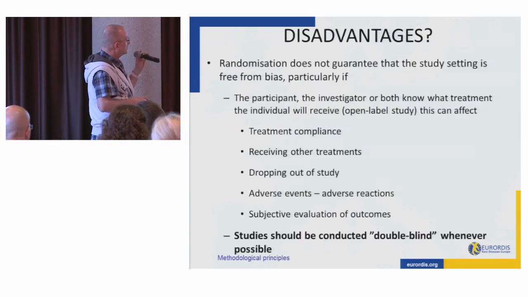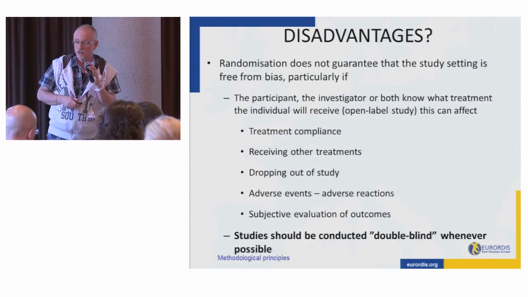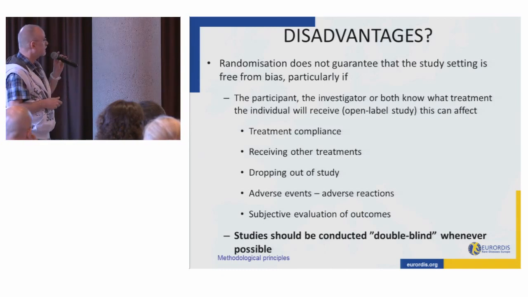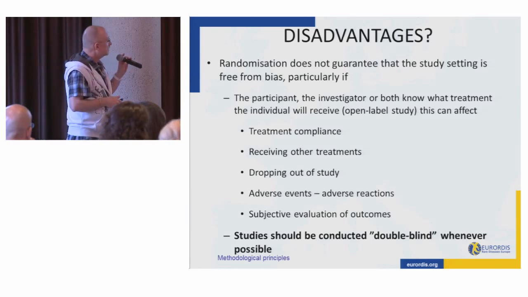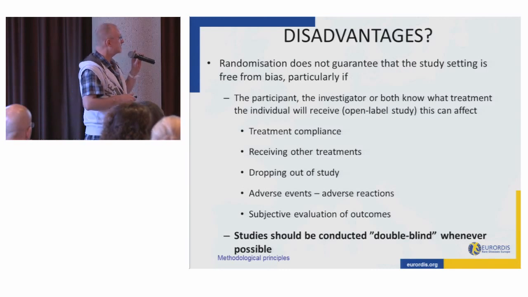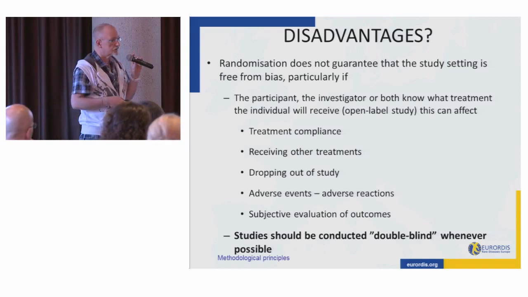Are there any disadvantages? Well, it doesn't guarantee that the study is free from bias, but it's an effective means of reducing the risk of systematic error. And randomization is no guarantee, particularly if you have an open label study. You know what treatment you're receiving. You may have an effect on the compliance to the treatment, receiving other treatments, dropping out of the study.